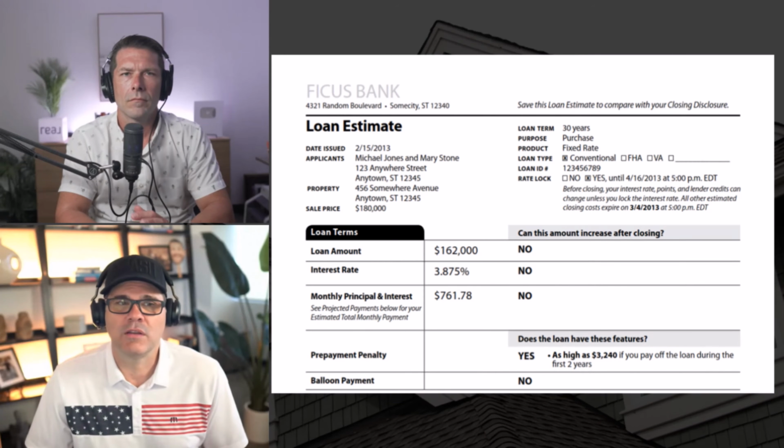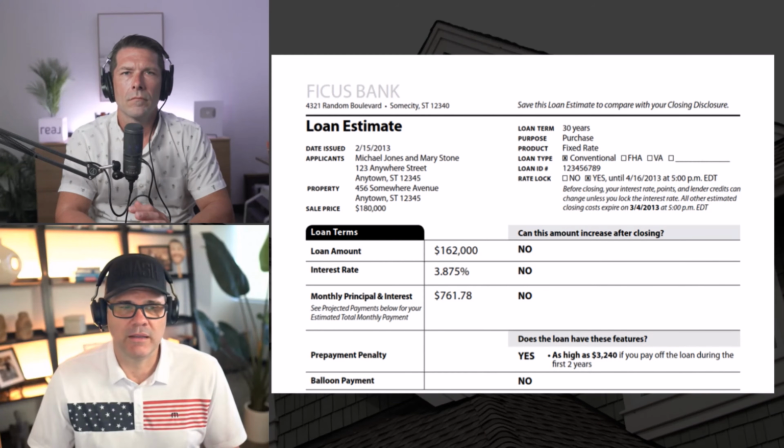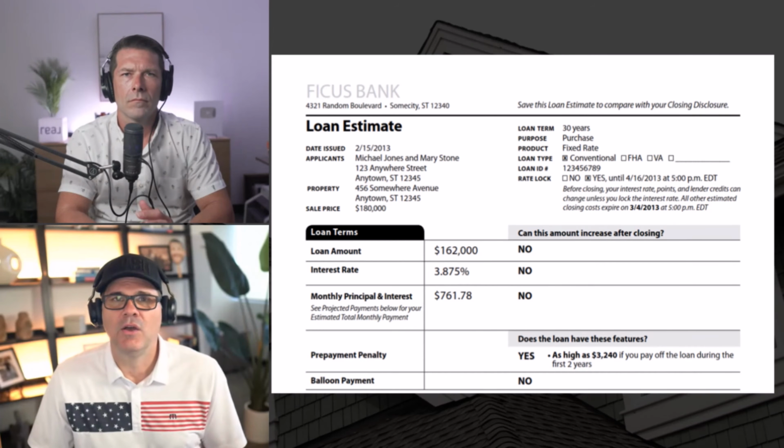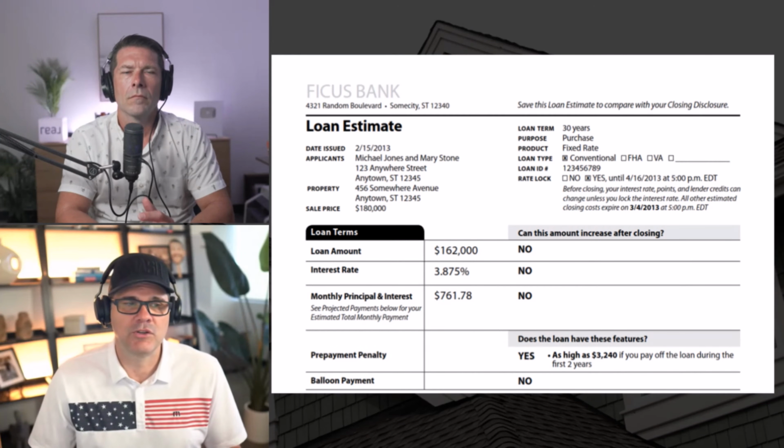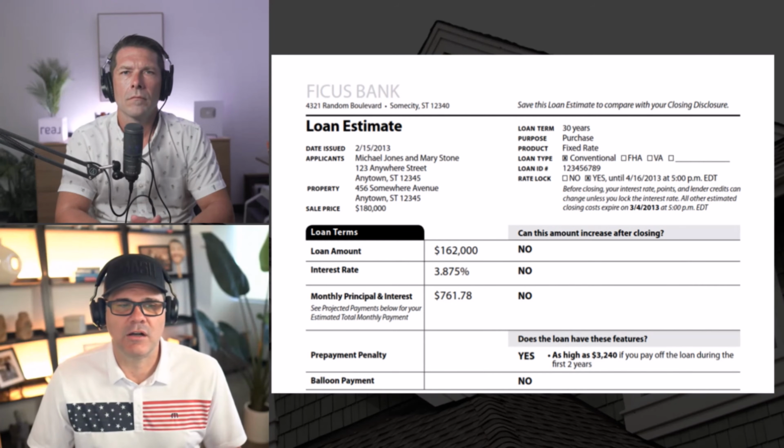Moving forward to the loan terms, pretty straightforward. What's my loan amount? What's my interest rate? What's my monthly principal and interest payment? So again, no taxes, no insurance, but principal and interest on that. You'll also see this column here. Can this amount increase after closing?